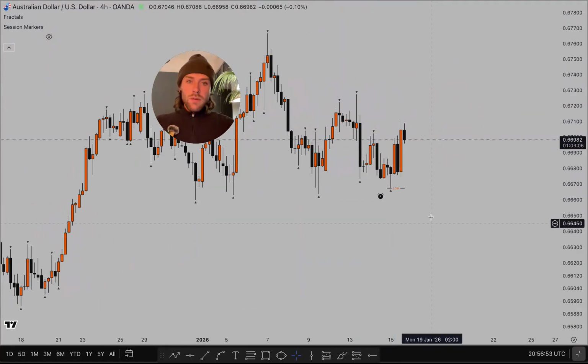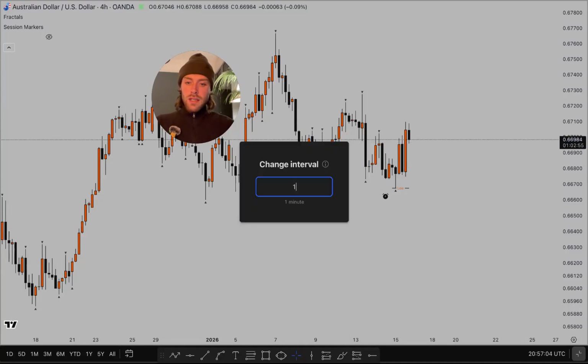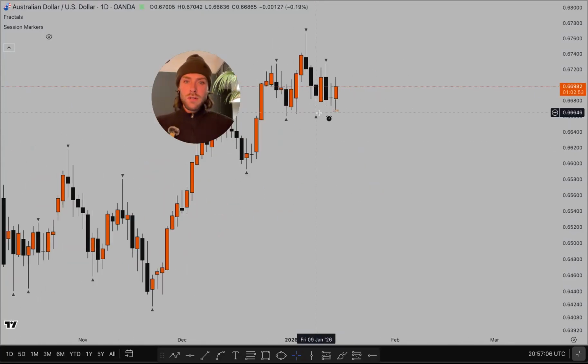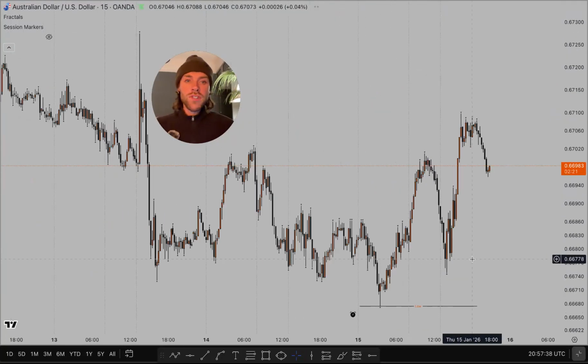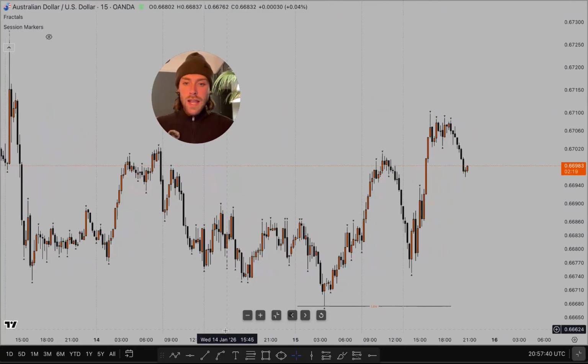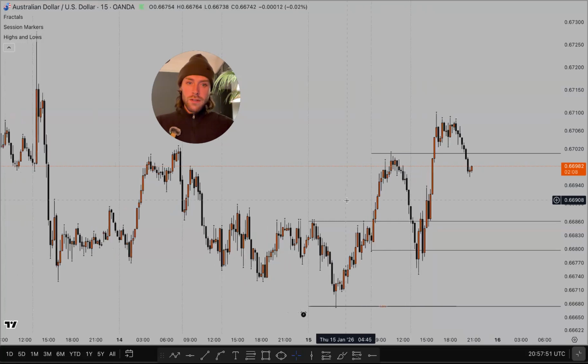AUD USD was hybrid bearish. If you're just focused on the mech, don't worry about the bias for now. Then we go on to the session times. We're looking for session high sweeps, so we have previous session high. We can turn on the highs and lows. Here we have a sweep of Asia's high, and then in New York, we have a sweep of London's high.